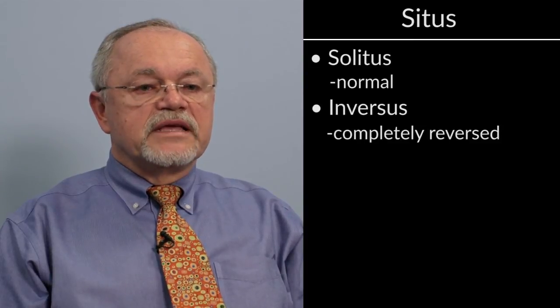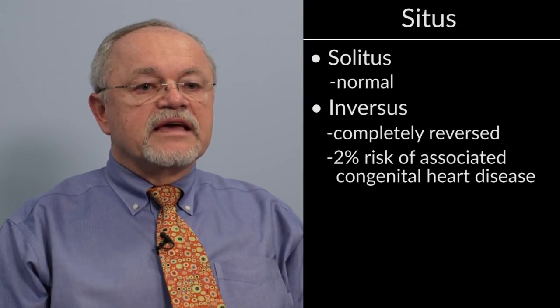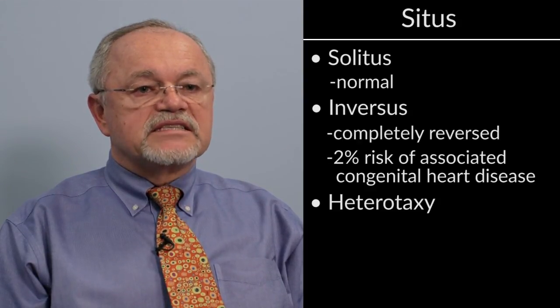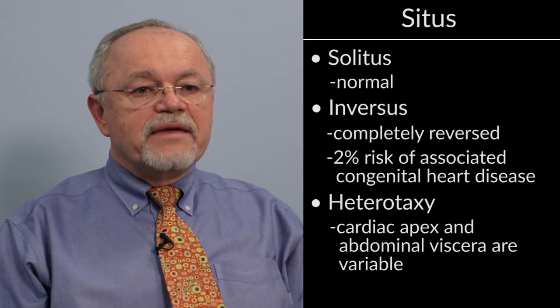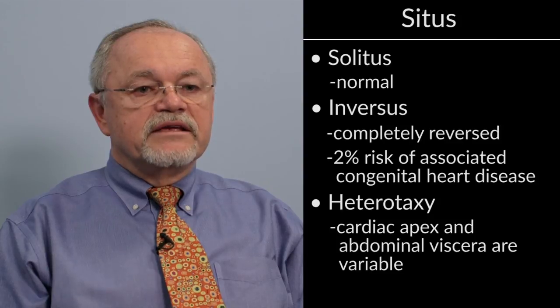Finally, situs is a very important part of evaluating the chest X-ray. And we have 3 different possibilities. Situs solitus, which is the normal situation. Situs inversus, where everything is completely reversed, and this has about a 2% risk of having associated congenital heart disease. And patients with heterotaxy, where the cardiac apex and the abdominal viscera may be variable and different.